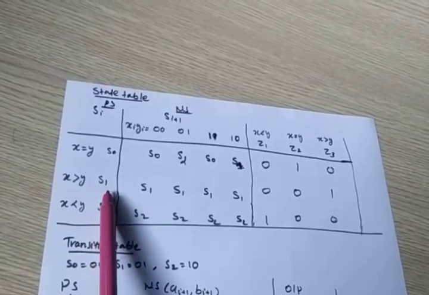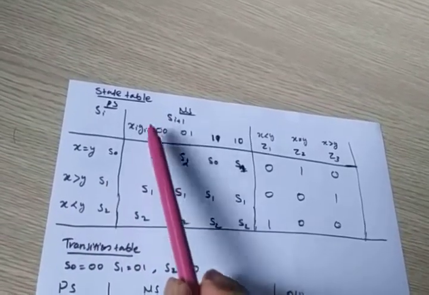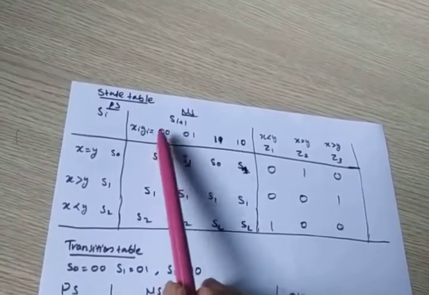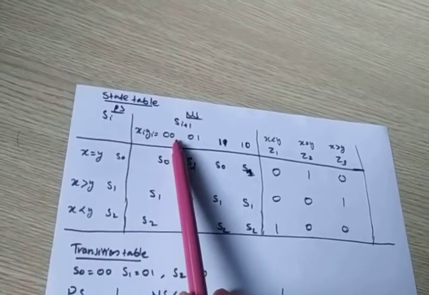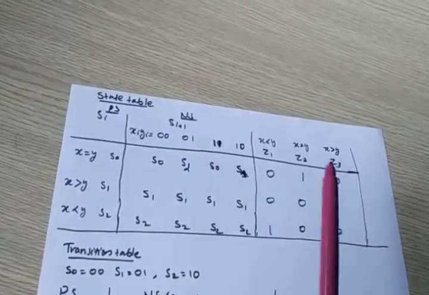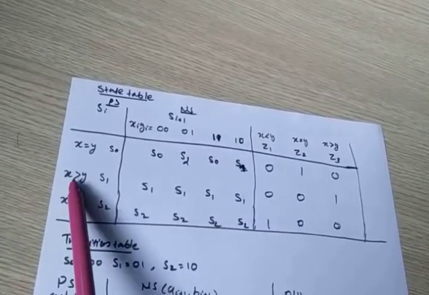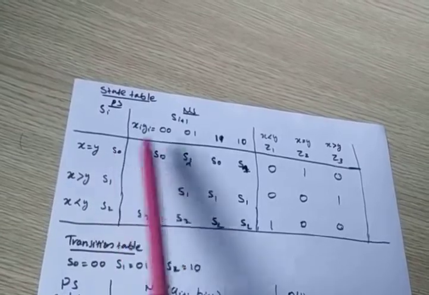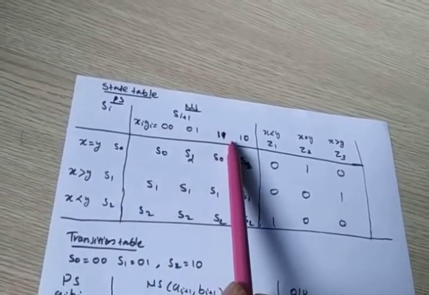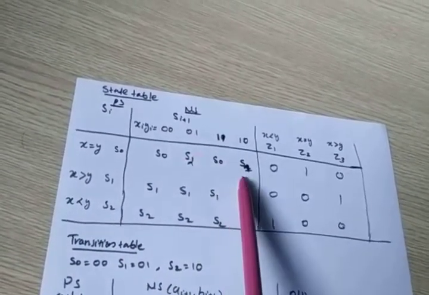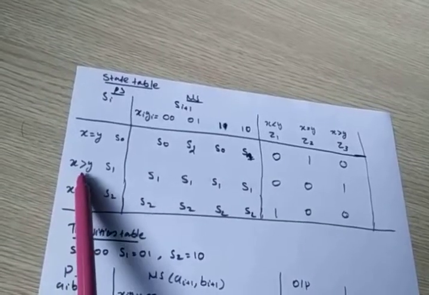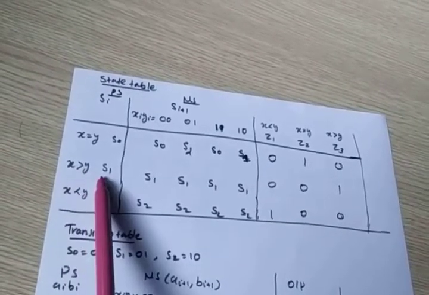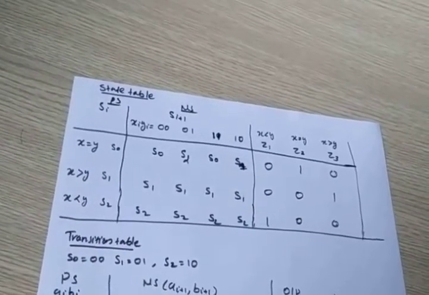Here it is S1. This is the present state. What happens if 0 0 comes? 0 0 means equal. See, the condition here is x equal to y is the present state. So the present state is x equal to y. What are the different combinations, and what is the next state? Here it is written that x is greater than y. Okay. The condition is like this.